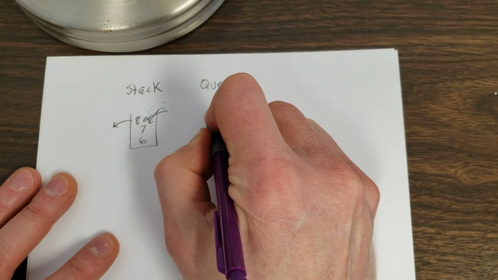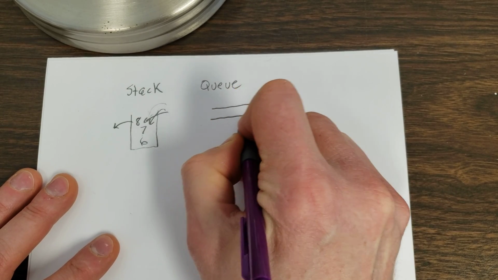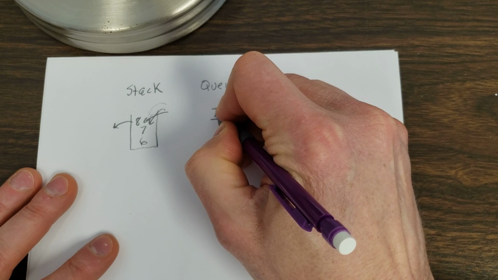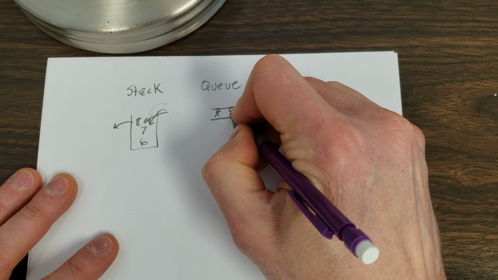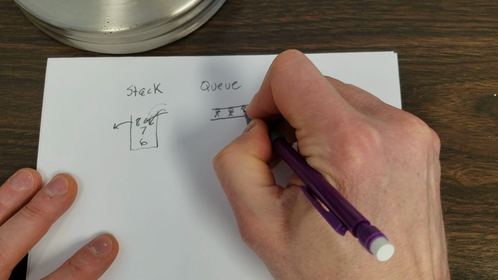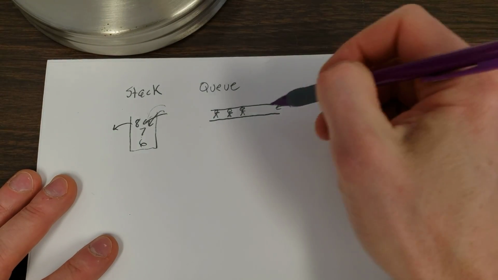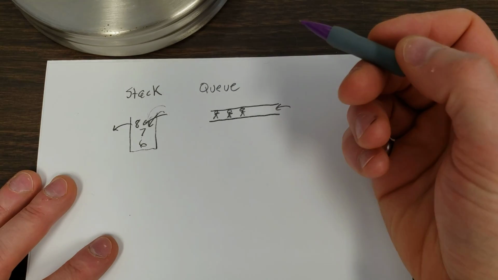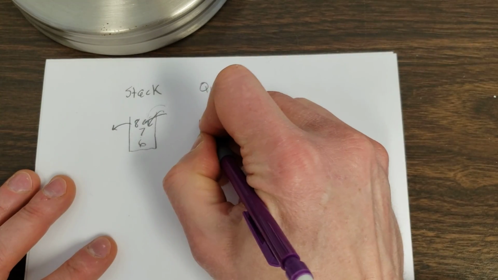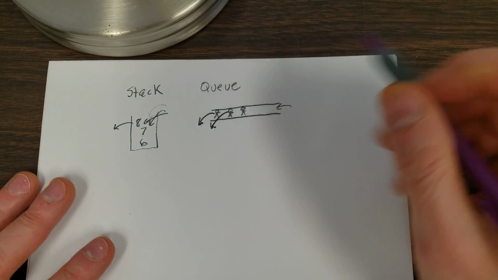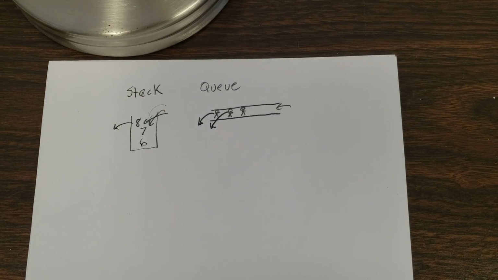Now the queue, we usually think about a line in the bank, where a person goes into the queue, and then another person goes into the queue, and then another person goes into the queue, and they're coming in from one side, they get in line, and as the bank teller services them, they go out of the line in the order that they came in. And so that's what we're going to be talking about today.